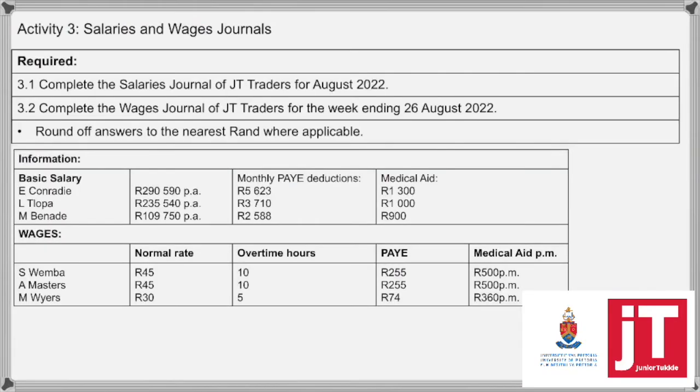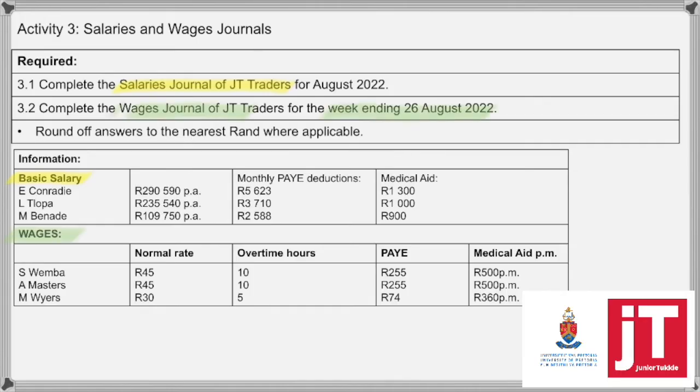If we look at Activity 3, it says complete the salaries journal of JT Traders for August, and they give us the basic salary information for Conradi, Klope and Bernardi. They give us the per annum salaries, but we need monthly, so we're going to have to take those per annum amounts and divide by 12. They already give us the monthly pay-as-you-earn deduction, so that's your SARS tax, monthly tax deduction, and they give us the monthly medical aid deduction.